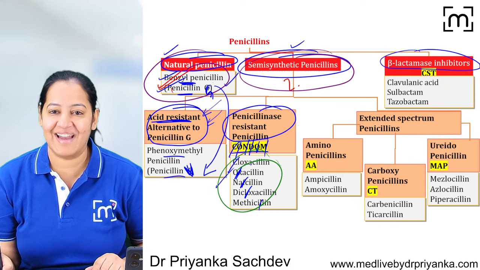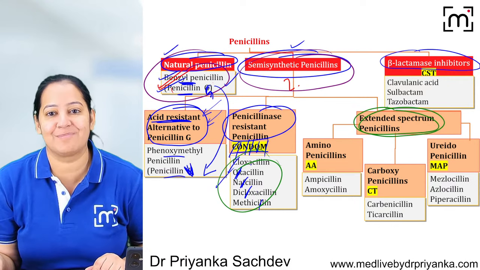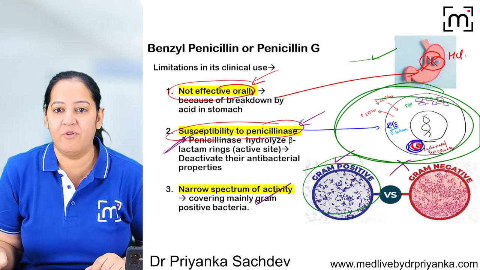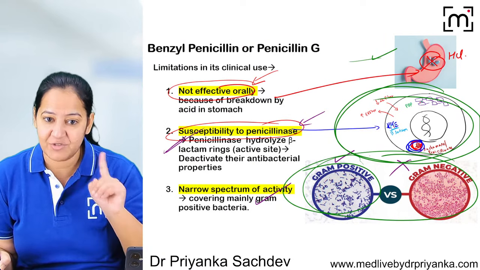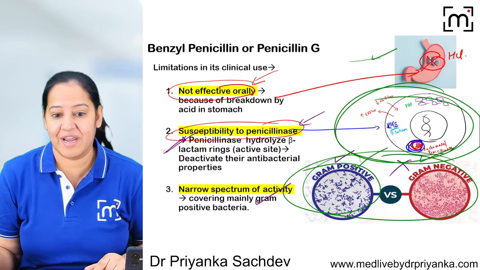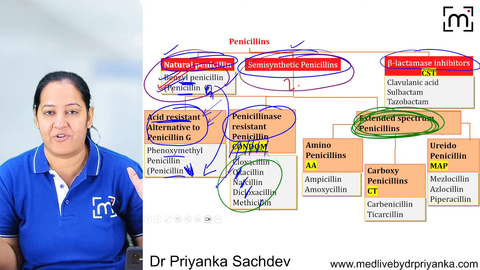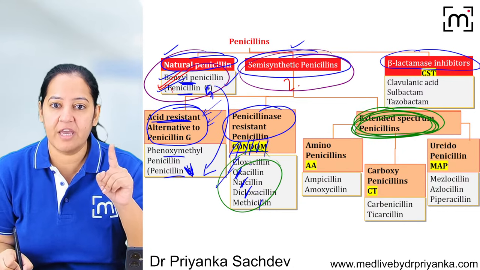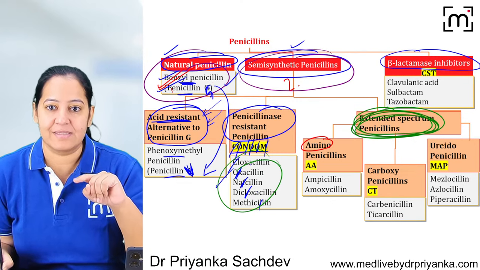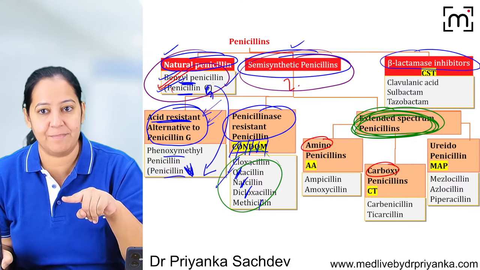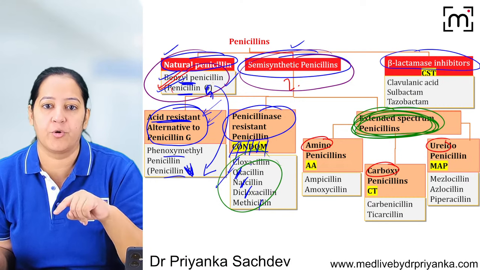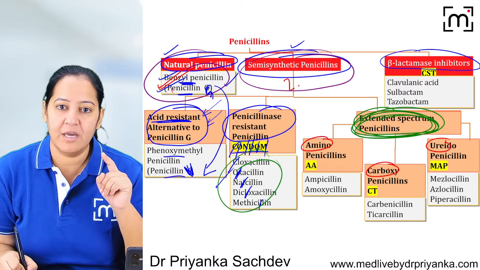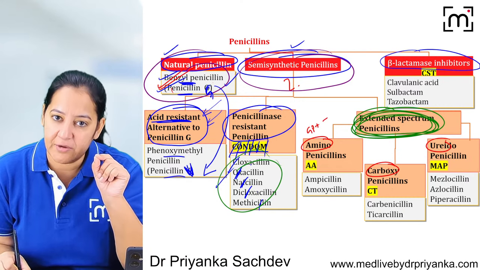And in the last category, we have extended the spectrum. We want such penicillin that kills gram positive as well as gram negative. So we have to add some additional group in that structure. If we add an amino group, it is amino penicillin. If we add a carboxy group, it is carboxy penicillin. If we add a ureido group, it is ureido penicillin. With the spectrum, here only gram positive with few gram negative.